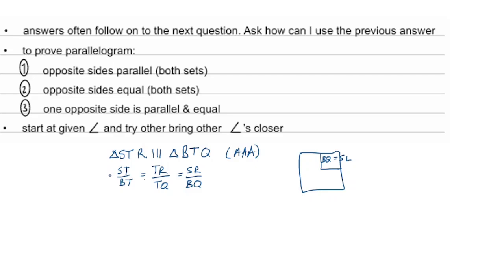The second thing is, there are lots of ways to prove parallelogram, but the most common that you'll see coming up are these three here. And so just anchor yourself back on those, remembering them. The opposite sides are parallel, both sets. The opposite sides are equal, both sets, or one opposite side is parallel and equal.